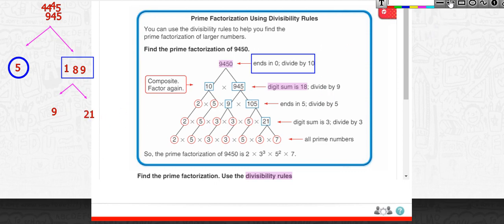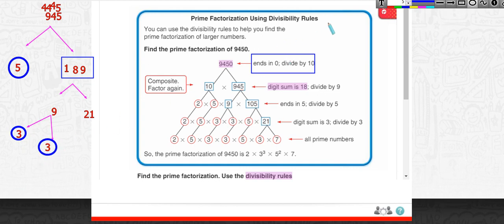Now 21, and this 9 could be factorized simply. I'm talking about the 9. How do we factorize the 9? 3 times 3. Yeah, 3 times 3, and both are prime numbers, so we put circles. We've reached the end of the branches.